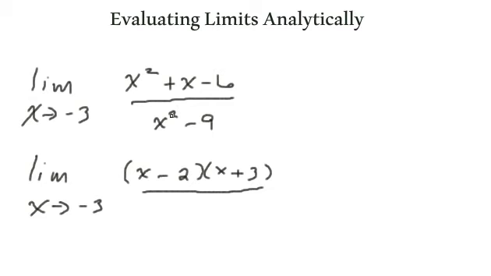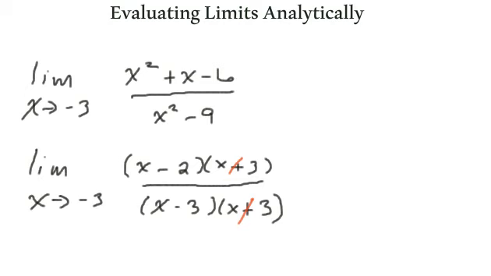Now we have the difference of two squares, so this becomes x minus 3 and x plus 3. So we have an x plus 3 in the numerator and x plus 3 in the denominator. We will be able to just cancel those guys out.